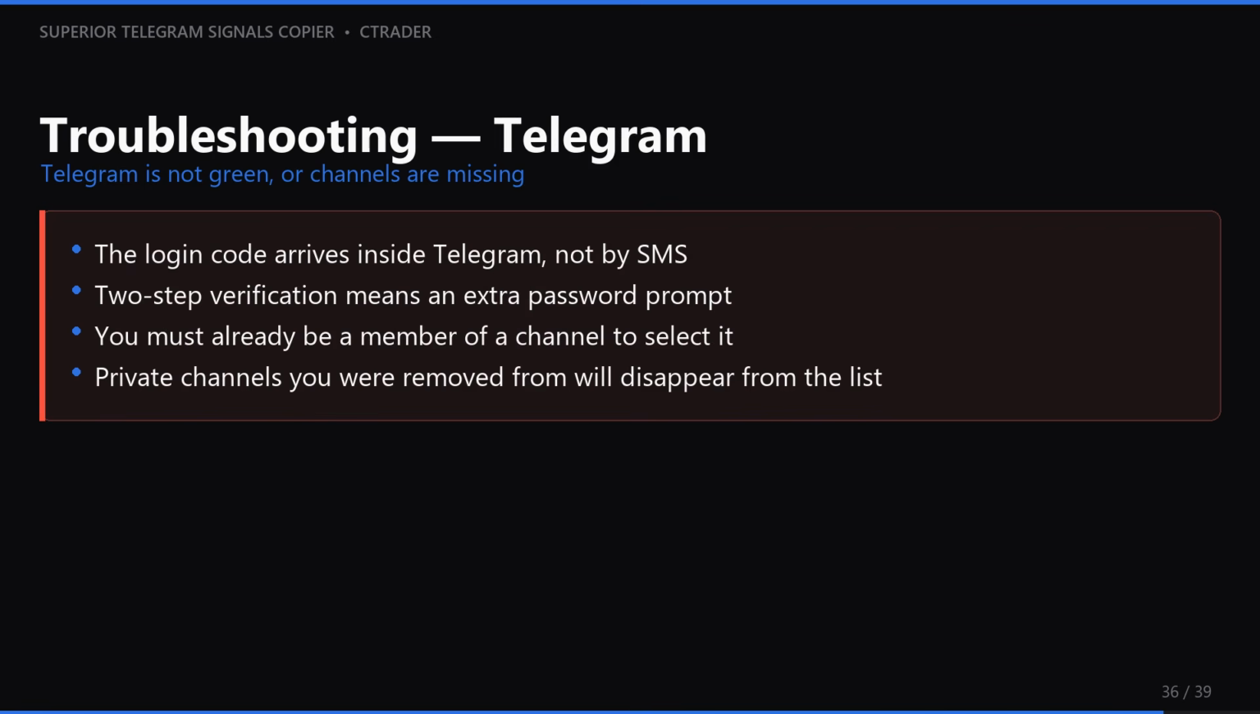Second, Telegram itself. Remember that the login code is delivered inside the Telegram application, not by text message, and that catches almost everybody the first time. If you have 2-step verification switched on, you will be asked for that password as a separate step. When adding a provider, you can only pick channels your account is already a member of, so join the channel in Telegram first and then come back. And if a private channel disappears from the list, check that you are still a member of it.